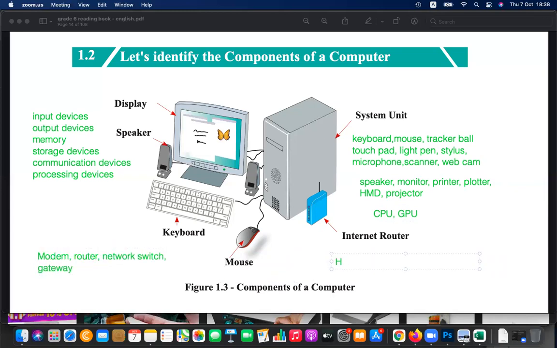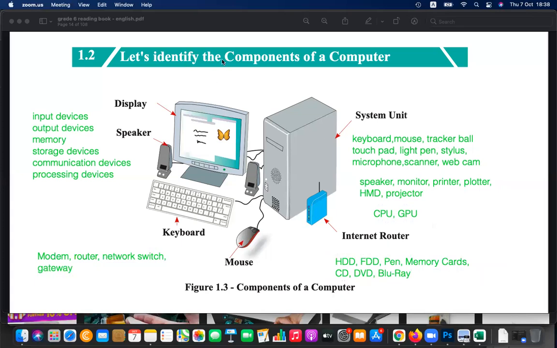And hard disk, floppy disk, pen drive, memory card, CD, DVD, Blu-ray are storage devices.